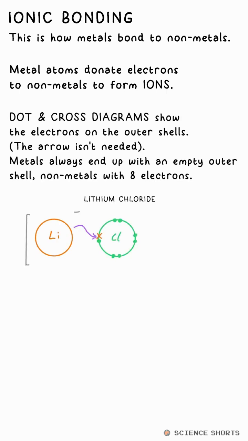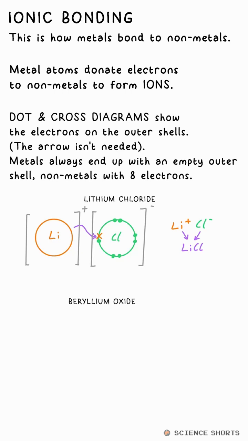You can choose which one belongs to which. We only need to draw the outer shell for each. Don't forget to put brackets and the charge of the ions when it comes to ionic bonding. The charges of all ions in an ionic compound must add up to 0, so Li+ and Cl- is all good. So this is the chemical formula for it.